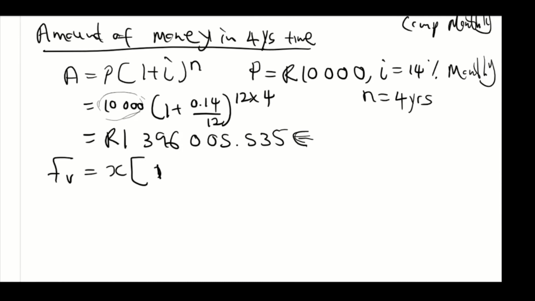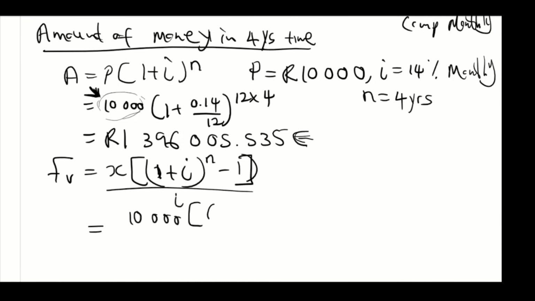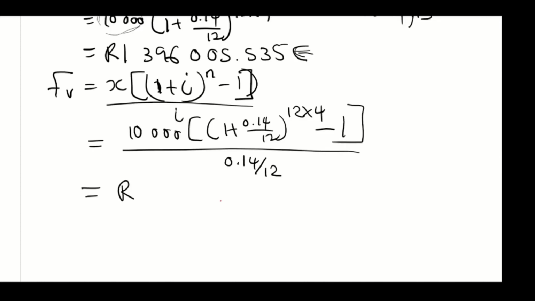How much will there be in the account? So it's going to be 10,000 into 1 plus 0.14 divided by 12, to the power of 12 times 4, which is 4 years, minus 1, divided by 0.14 divided by 12. So the future value is going to be 638,577.36. So this would be the future value.